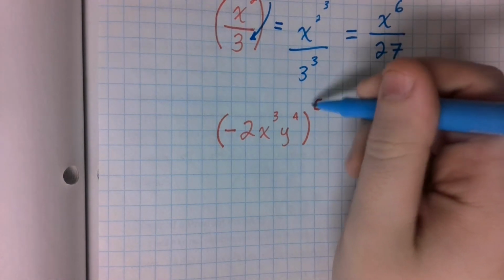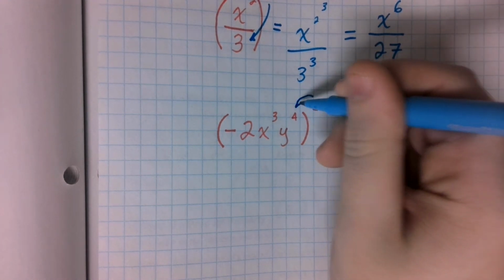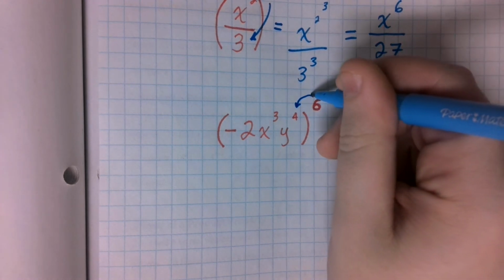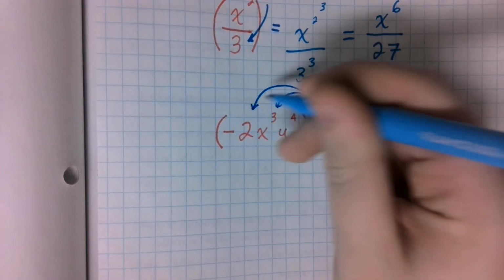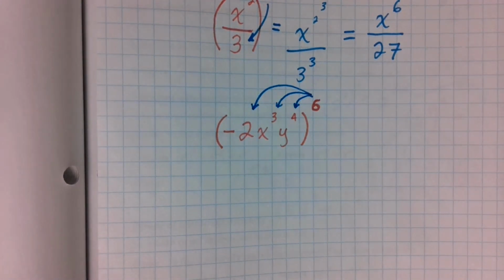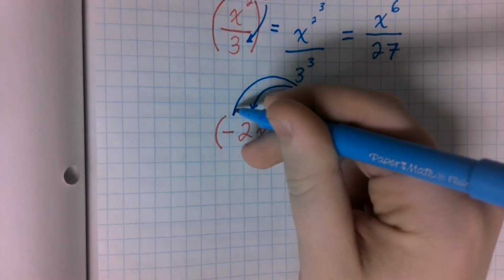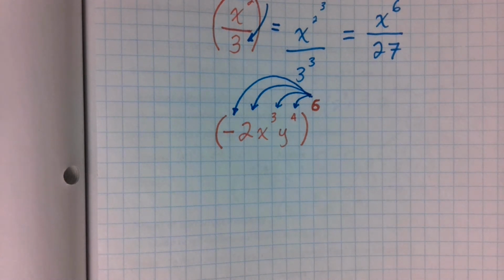Our 6th power has to go on to everything. It's like Frank's Red Hot. I put that on everything. So it goes on y to the fourth. It goes on x cubed. It even goes on our 2. But there's one thing that didn't get the sixth power, and this is the challenge. As weird as it sounds, we also put it on this negative. Now, Mr. Strager, we can't put an exponent on a negative. There's no number there. You sure about that?